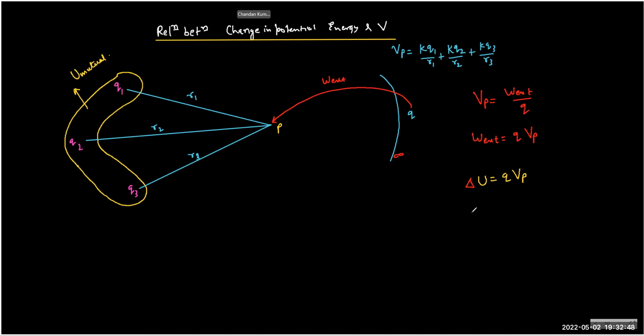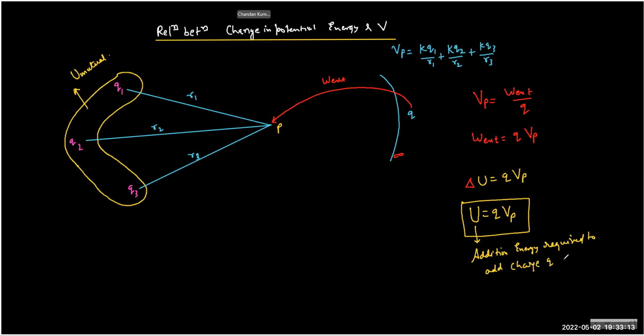In most calculations, we simply write U equals QV. But this U is the additional energy required to add charge Q to the existing system. Okay, understood.